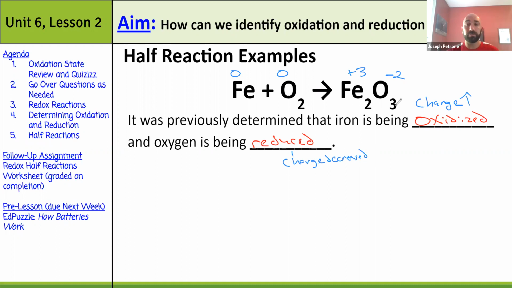So we know how the charge is changing. We know which is oxidizing and which is being reduced. And we need to look at how electrons are transferred in these cases. So we're going to write these half reactions solely based on what happens to the electrons in these processes. So let's start with oxidation. Oxidation.